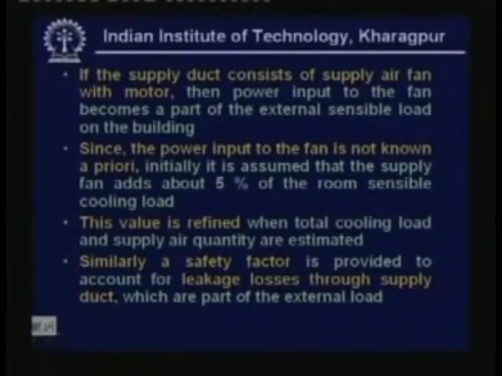Similarly, a safety factor is provided to account for leakage losses through the supply duct, which are part of the external load. Again, leakage losses through the supply duct are difficult to estimate at this point, because we do not know the size of the duct. We will see in a later lecture that the size of the duct has to be decided depending upon the required flow rate. Since we do not know the flow rate at this point, we cannot find out the losses through the supply duct. So we take a safety factor which will account for heat losses through the supply duct, and which can again be refined in the end when you have all the other values.